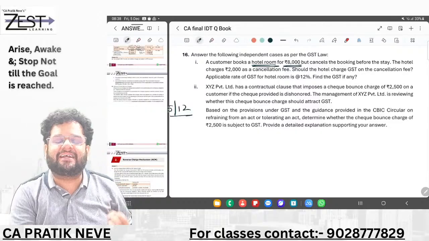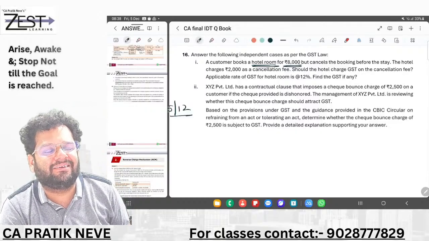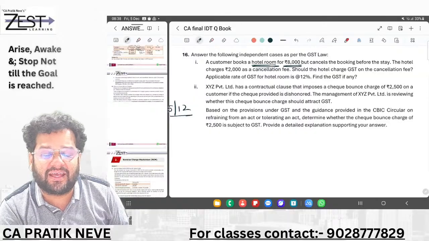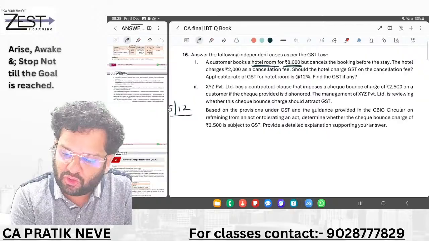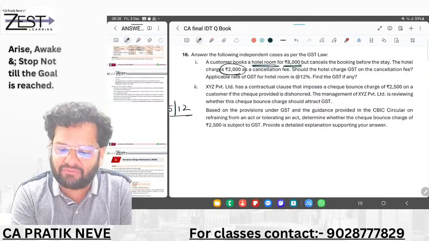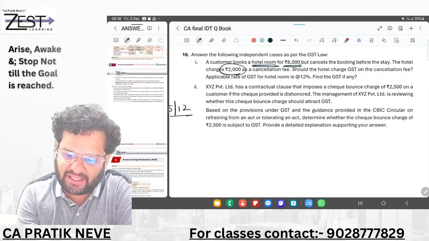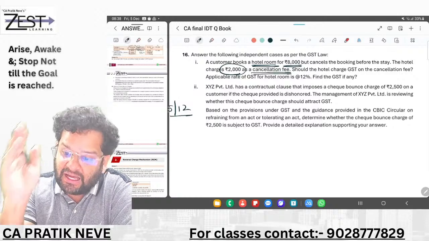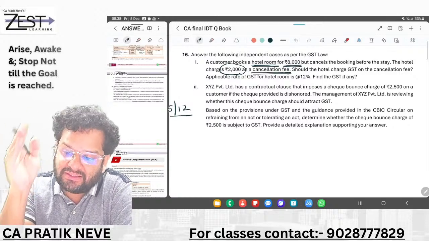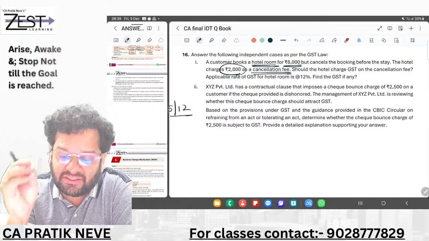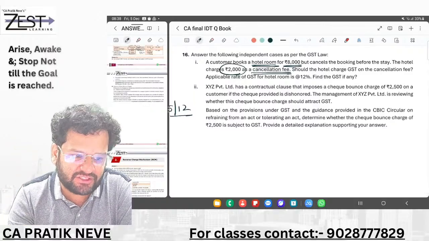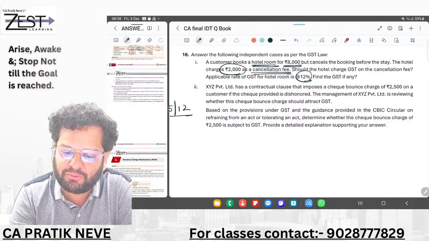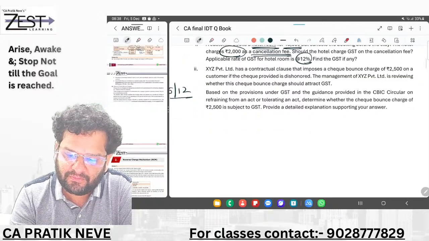You know, flight cancellation, hotel cancellation, cancellation charges is a separate consideration. So cancellation charges they have taken as 2,000 or cancellation fee. Now, is this called as supply? The answer is yes, it is supply. So there will be GST on this at 12%. Clear?